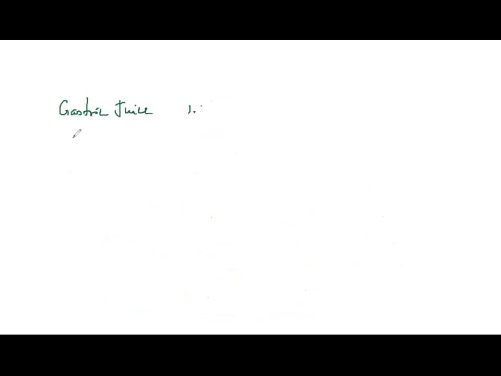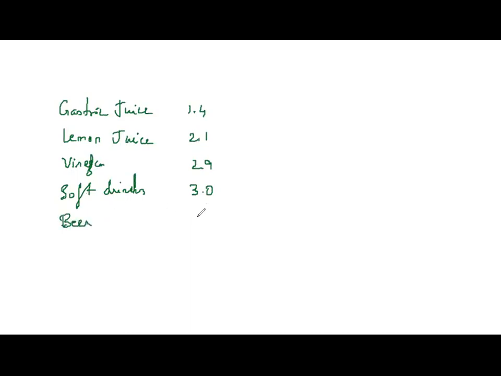The pH is 1.4. For lemon juice, what lemon juice we take? A very good antioxidant, right? Its pH is 2.1. Then vinegar, acetic acid, its pH is 2.9. Then we have soft drinks. The soft drinks what we take? The soft drinks, they have the pH of around 3, acidic pH. Then beer, what the people have, it has the pH of 4.5.